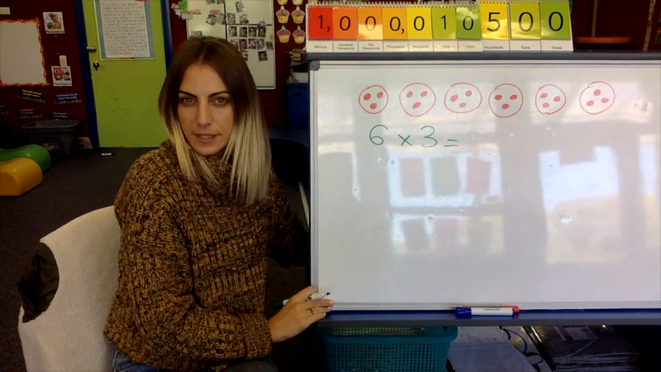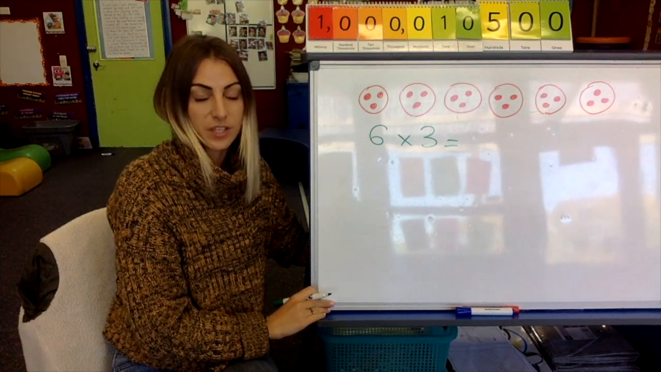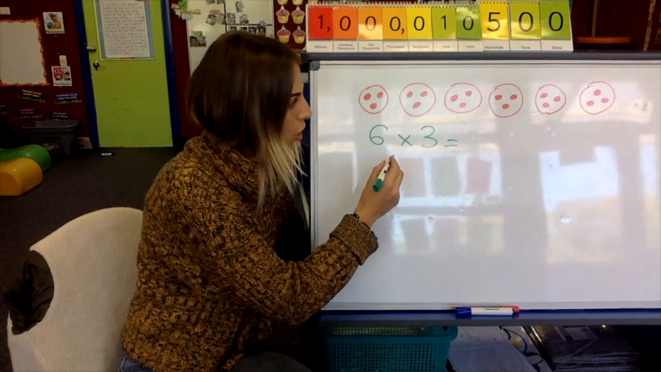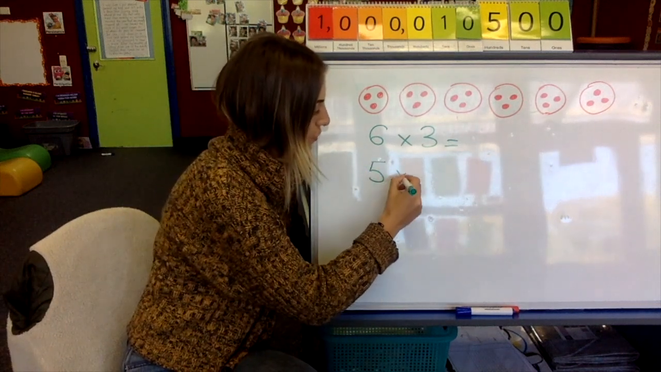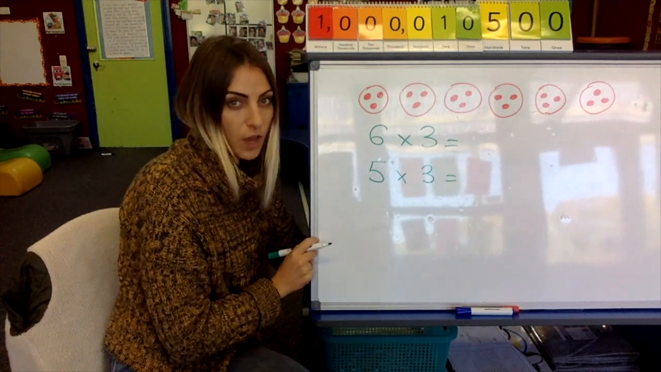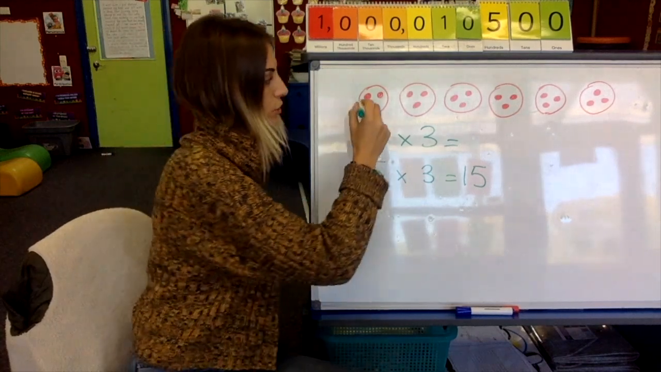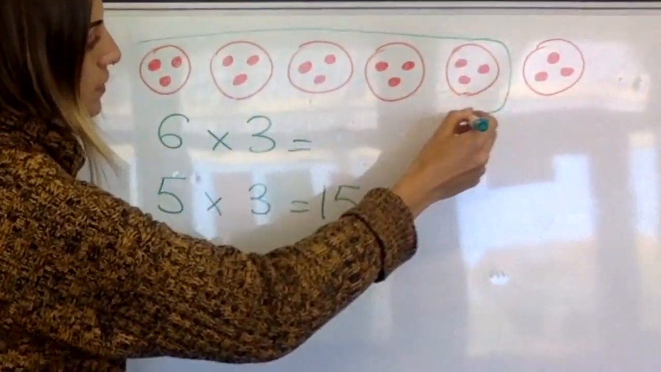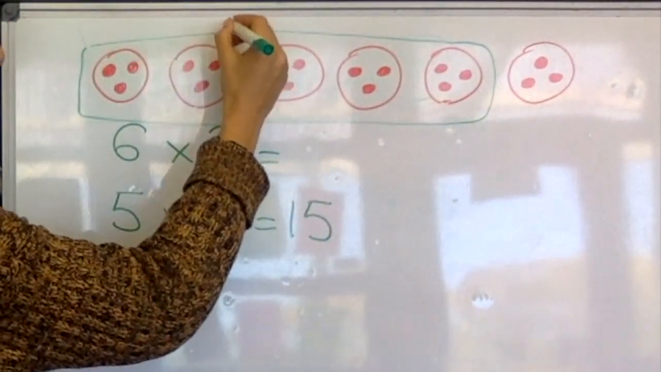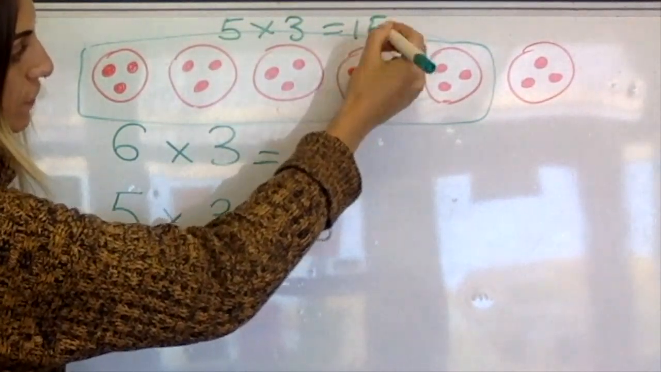Now I don't know my 6 times tables very well, but I can use my 5 times tables to help me because I know them. So I know that 5 groups of 3, if I had 5 cookies, 5 times 3 is 15. So if I took 5 of the cookies, that's 5 times 3, or 5 groups of 3, is 15.